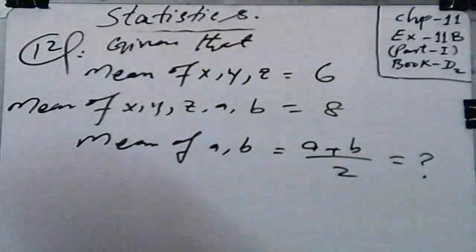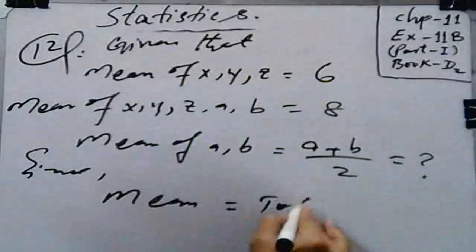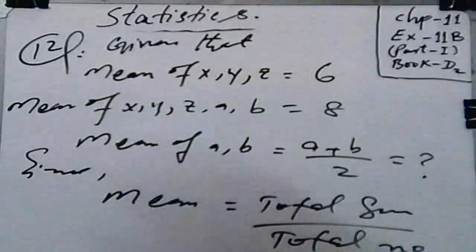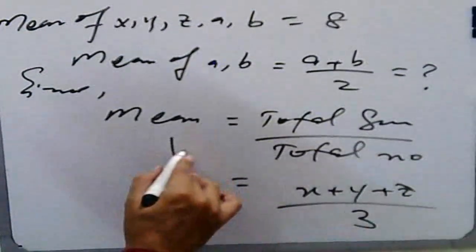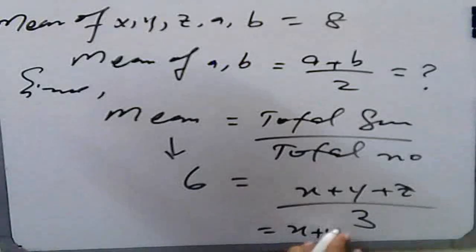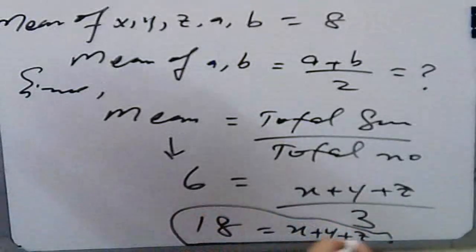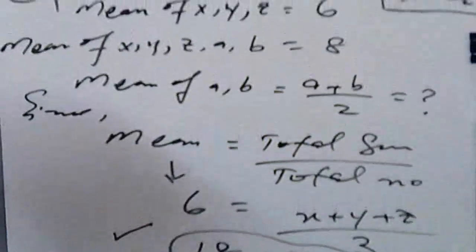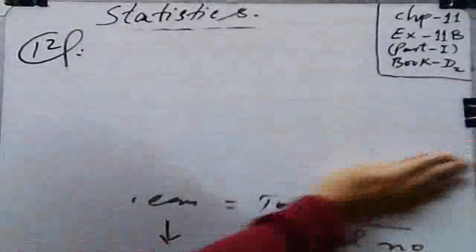Since we have a formula that mean is equal to total sum divided by total numbers, the total sum is x plus y plus z divided by 3, and the mean is 6. So by using cross multiplication, x plus y plus z will be equal to 6 times 3, which is 18. That is your first step. Give a little attention to the further steps, because we need this step later.